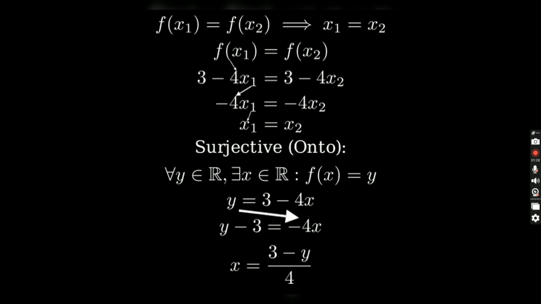Subtracting 3 from both sides, we get y - 3 = -4x. Dividing both sides by -4, we get x = (3 - y)/4. Since this gives us a real value of x for any real y, our function is surjective. Let's visualize why this function is bijective.